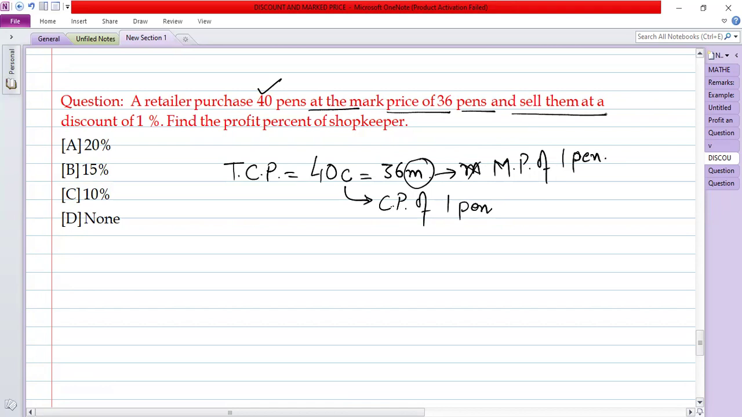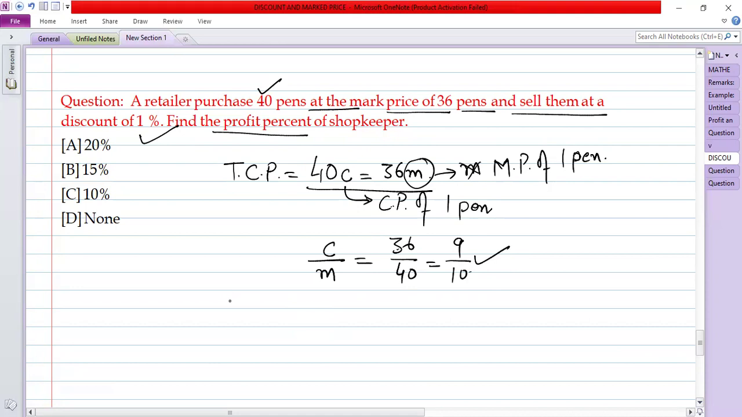And sells them at a discount of 1%. So we have to find the profit percent. Now, once again from here, we will have this ratio, C ratio M. The C ratio M will be nothing but 36 by 40. So obviously, we can write this as 9 by 10.